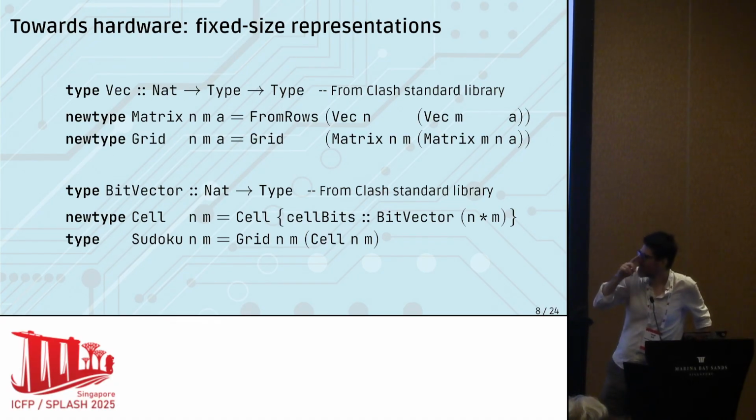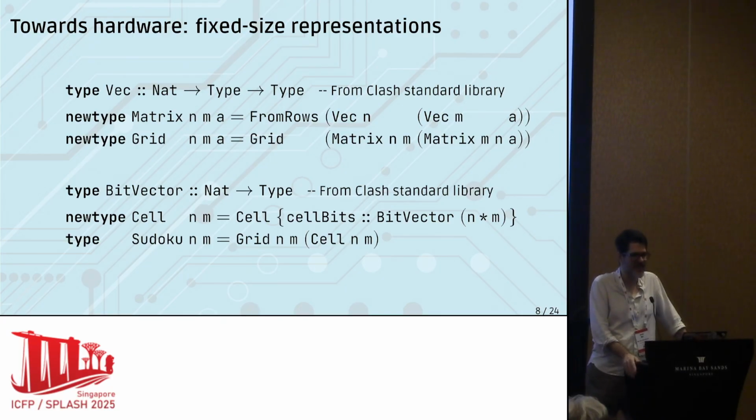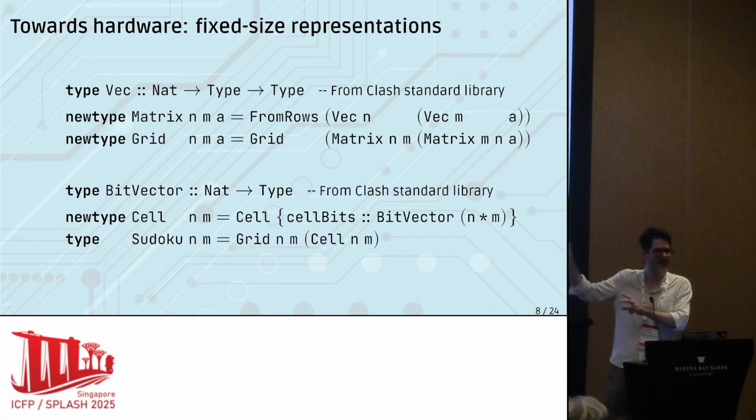So the next step we need to do is to make sure that everything is using fixed size representations. So no lists. The Clash standard library gives us length-indexed vectors, and then we can, of course, use two levels of that. A vector of vectors is a matrix, a 2D structure. And to make it easy to track this structure, like the 3-4 Sudoku versus 2-6 Sudoku, we're going to represent the grid as a matrix of matrices. So it really is a 3x4 matrix of 4x3 matrices of cells.